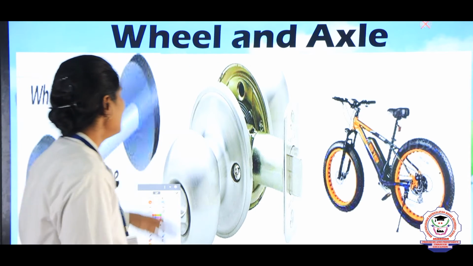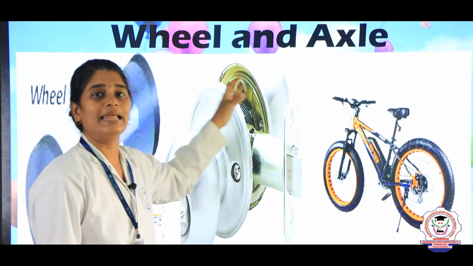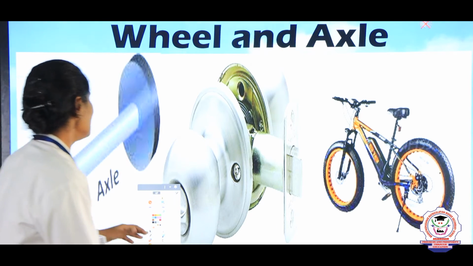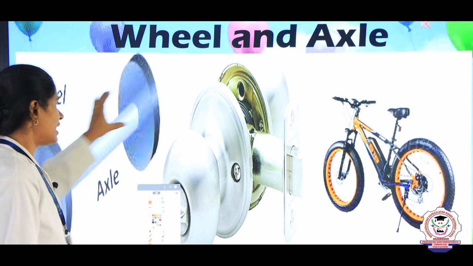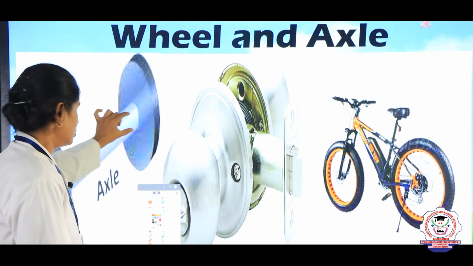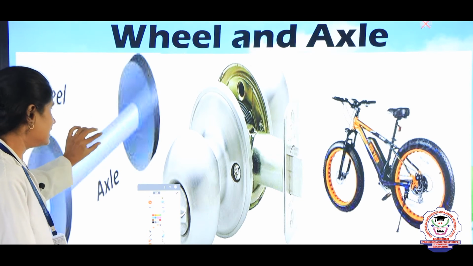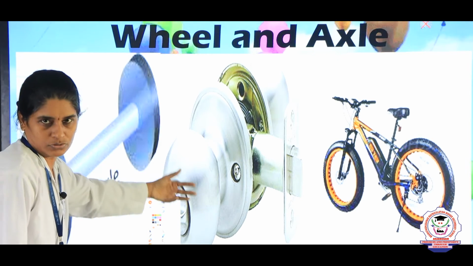Okay, right. So next we are going to see the second type of simple machine, the wheel and axle. So here we can see the wheel is attached to a rod. That rod is called the axle. So when the axle turns, the wheel also moves, right.